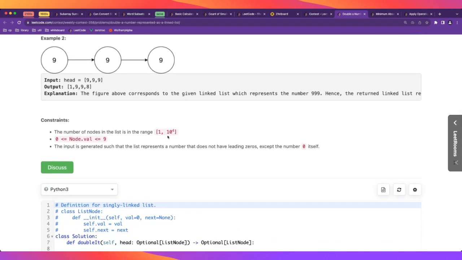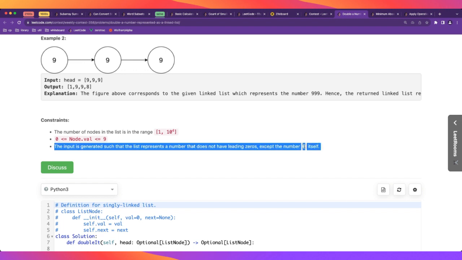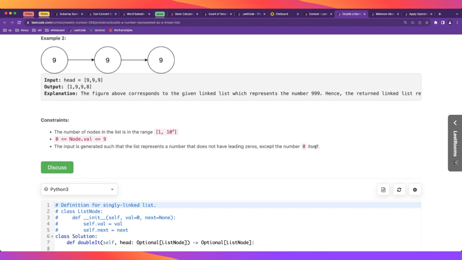So, the length of the list is up to 10 to the 4. So this is a very big number. It's 10 to the 4 digits. And this is important because it doesn't have leading zeros, but there is an edge case, which is when it represents the number 0, it has a 0. It's not the empty list. It's a node with the value 0. And we should pay attention to that because it could be a potential bug.